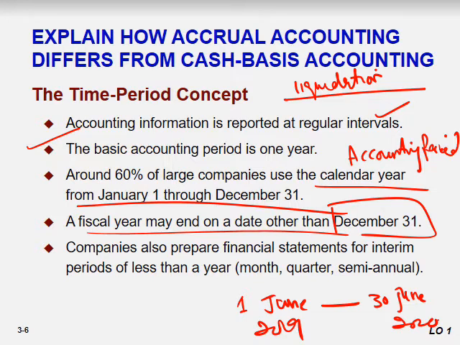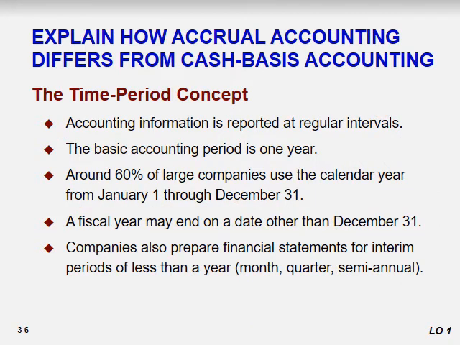So companies also prepare financial statements for interim periods of less than a year. For example, an income statement for a month, 3 months, semi-annually or annually, right?